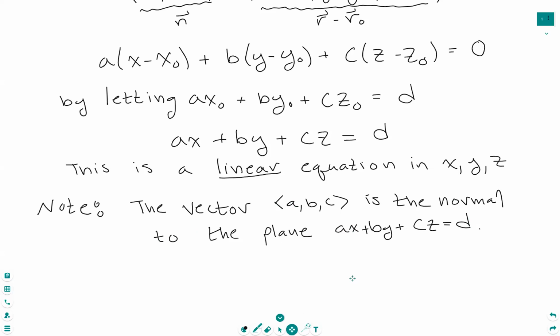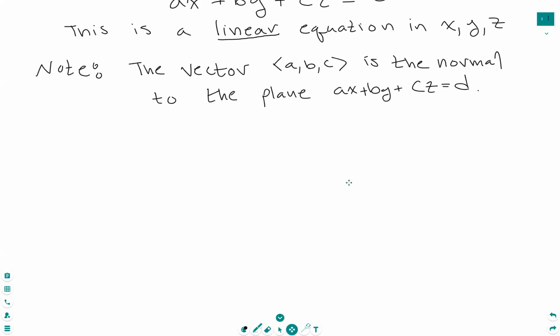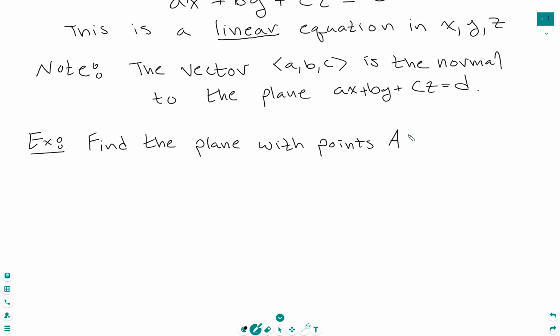So now let's do an example where we're asked to find the equation of a plane. So we're going to find the plane with points A at 0, 0, 1, the point B of 2, 0, 0, and the point C, 0, 3, 0.